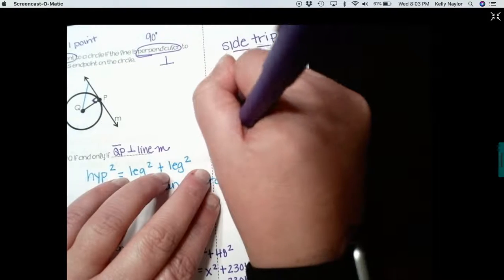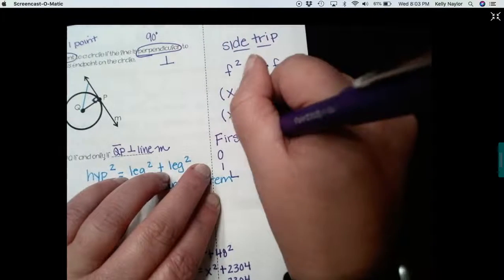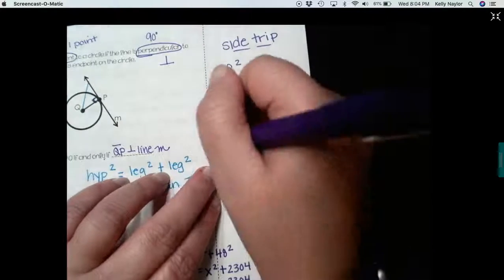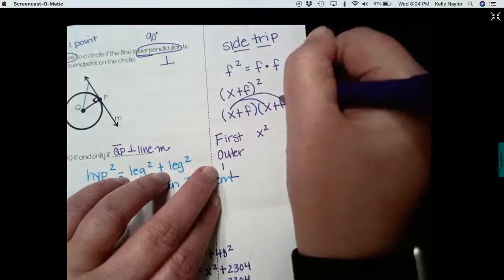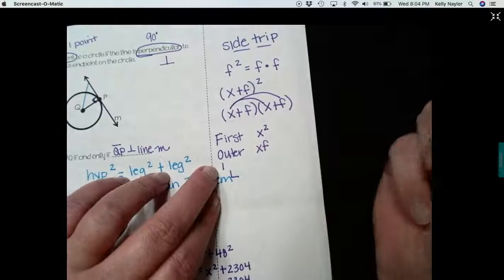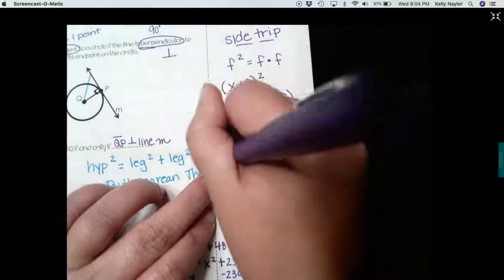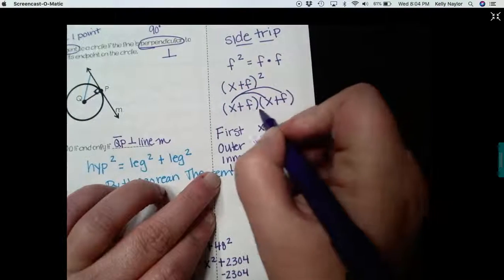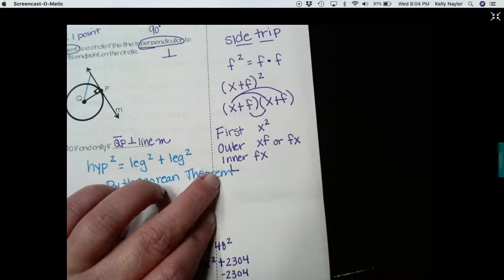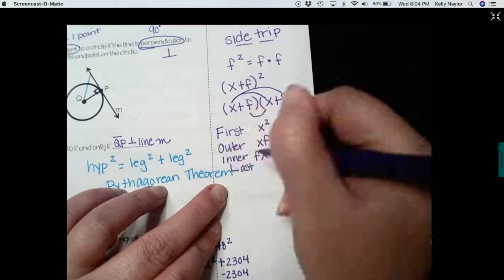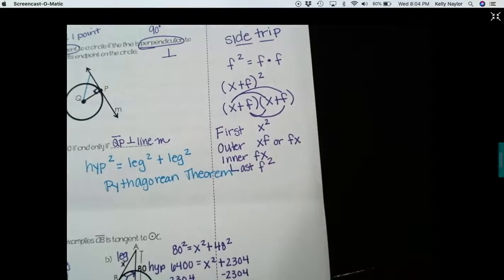F stands for first, meaning we're going to take the first term in each binomial and multiply it. So x times x, and that is x squared. O stands for outer, so you're going to take the very outsides and multiply those two together. That's x times f. So xf. Or you can call it fx. I stands for the inside, or inner. So you're going to take the two inside pieces and multiply them together. And you get fx, or if you want to call it xf. And then L stands for last. So you're going to take the last term in each binomial and multiply that together. And you get f times f, which is f squared.